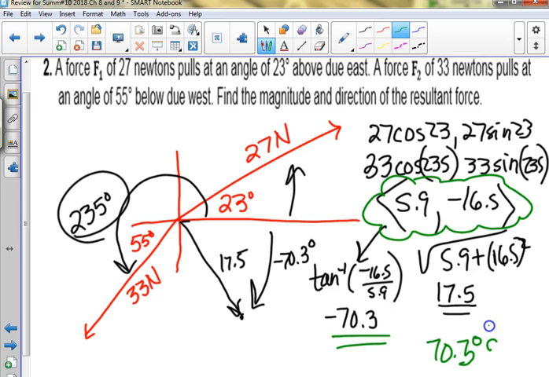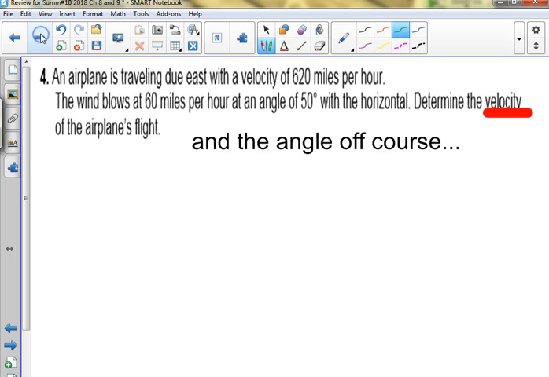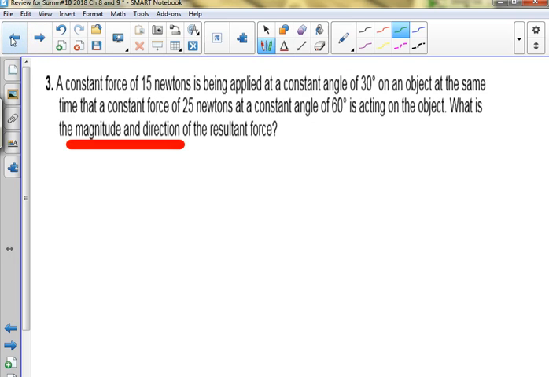What did they say? Below due east? Or some version that gave you that. I don't know. All right. I'm trying to see which of these is more like... yeah, I'm skipping this one.